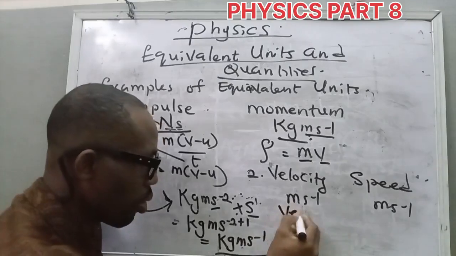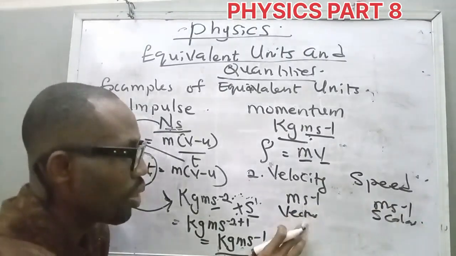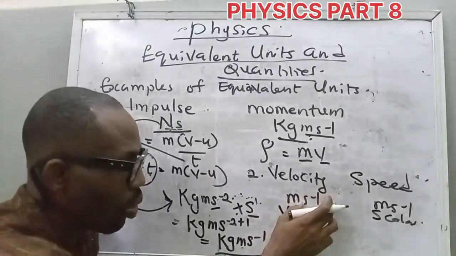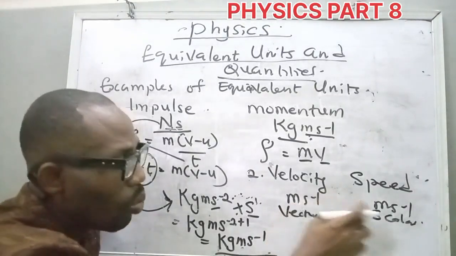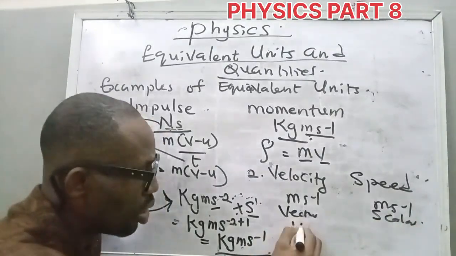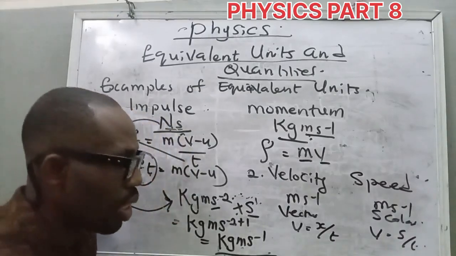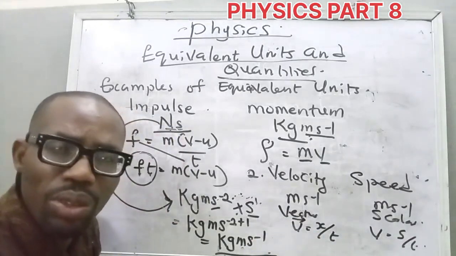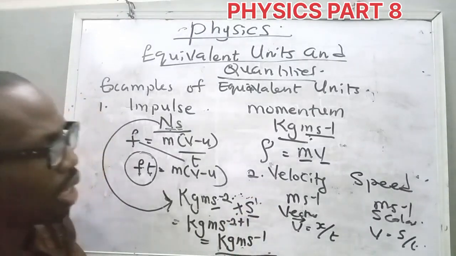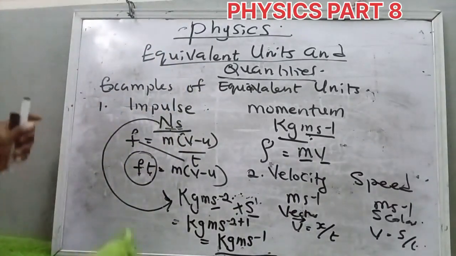velocity is a vector, while speed is a scalar. Take note. Velocity is vector. Speed is scalar. Velocity is the rate of change of displacement, while speed is the rate of change of distance. Is that clear? Velocity would be V equals X over T, while speed would be V equals distance over time. Do you understand? This one will take this sign, letting you know that's vector. But they have the same units. These are equivalent units. Another one again we have is number 3, pressure and tensile stress.